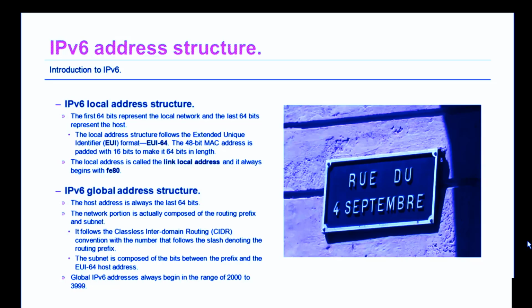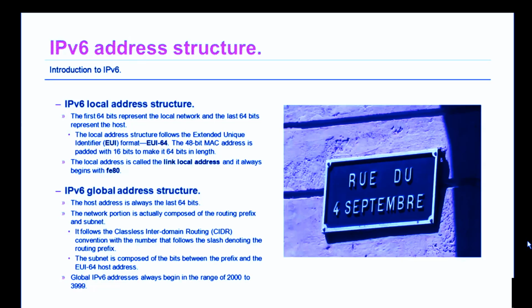The network portion is actually composed of a routing prefix and a subnet. This portion of the global address structure follows the classless interdomain routing, or CIDR, convention, with the number that follows the slash denoting the routing prefix. That's the part of the extremely global network that you belong to. The subnet is composed of the bits between the prefix and the EUI-64 host address.